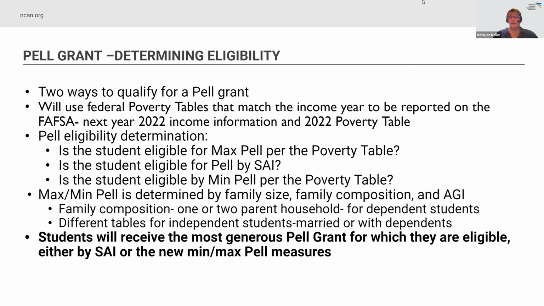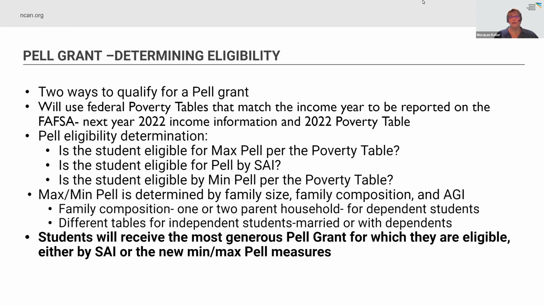The 2 ways that a student will be determined to be eligible for a Pell Grant next year include one of the common ways we're very used to. The system will look at the SAI calculated, there will be a Pell Grant table, and it will perhaps tell the student the likely amount of Pell Grant that they're eligible for based on the SAI.